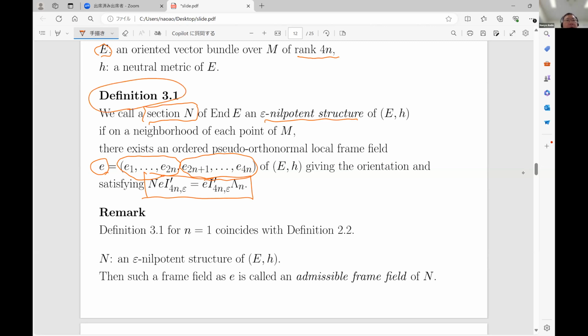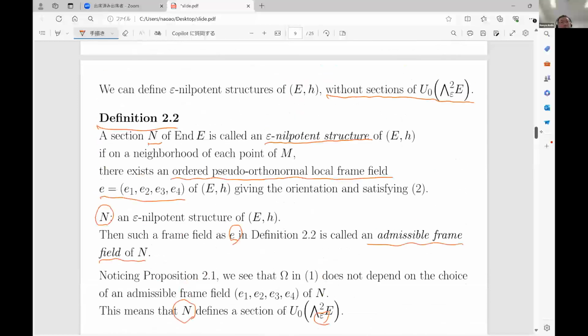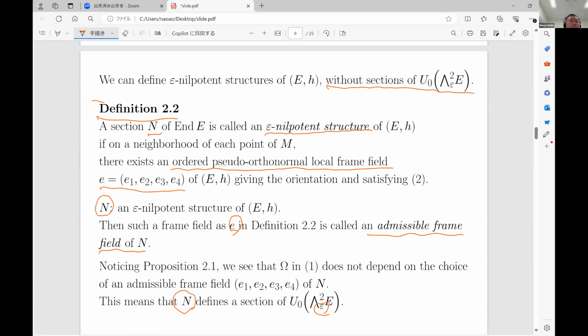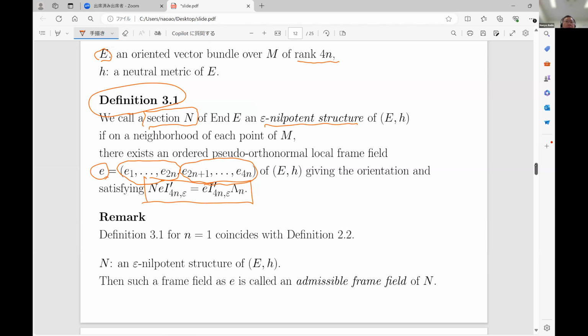This definition 3.1 for n equal to 1 coincides with this definition. Let large N be an epsilon nilpotent structure of EH. Then such a frame field as small e is called an admissible frame field of N.